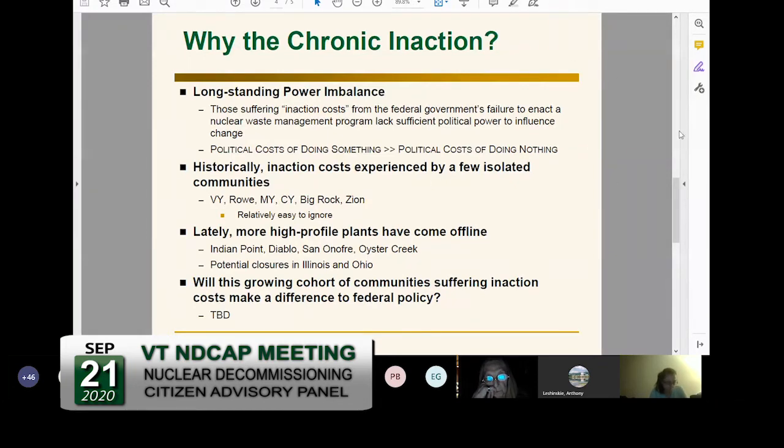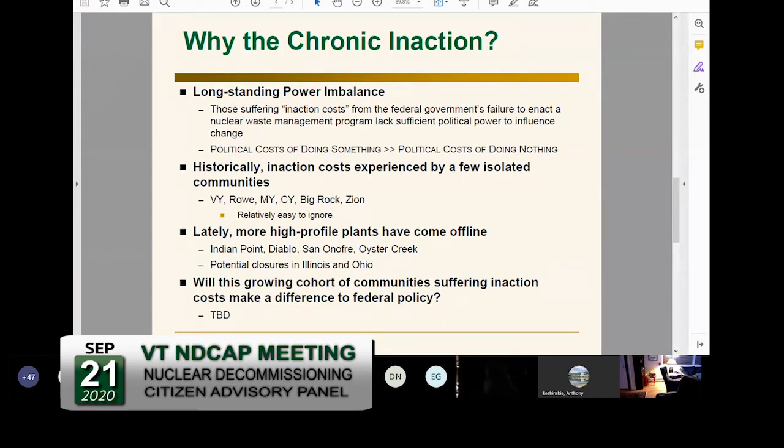Basically, the equation there is the political cost of doing something is greater than the political cost of doing nothing. That's just math, it's just politics. And why is that? Well, because quite honestly, the costs of spent fuel remaining at nuclear power plants has been borne by a small number of plants that essentially have been easy to ignore. It's been about 20 years, nothing's changed.